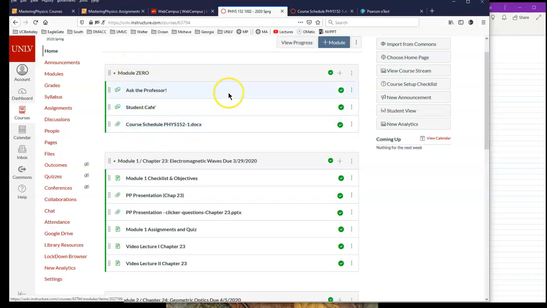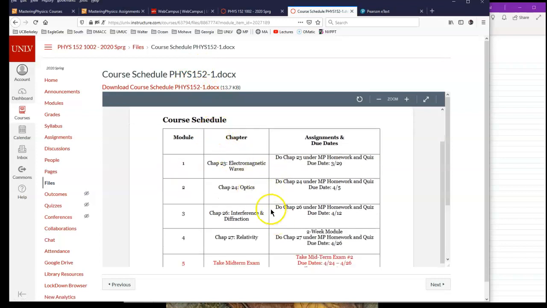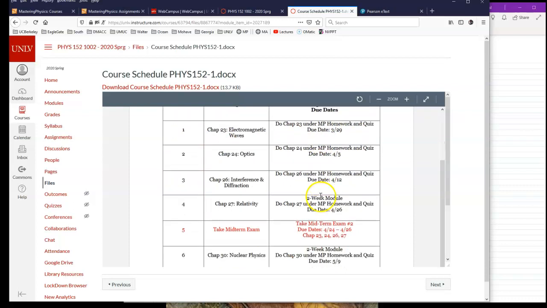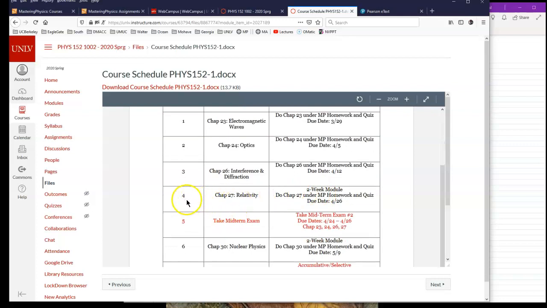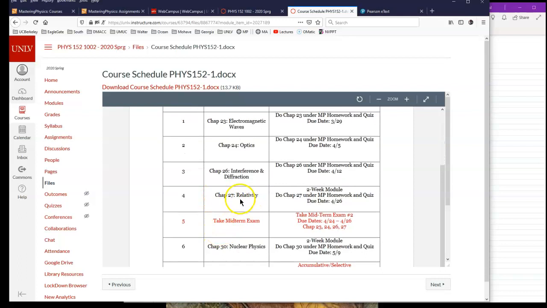You see that right there? If you click on it, you'll get to this page right here. You can actually download the Word document. Just click on this file right here, and you can download it and keep it for your own records. The course schedule is divided into modules and the dates of each module and so on. So we are right now in module 4, and we're covering relativity, and it's a 2-week module.